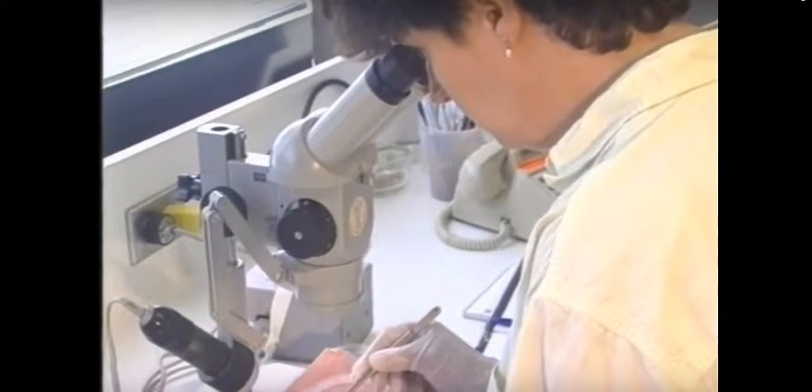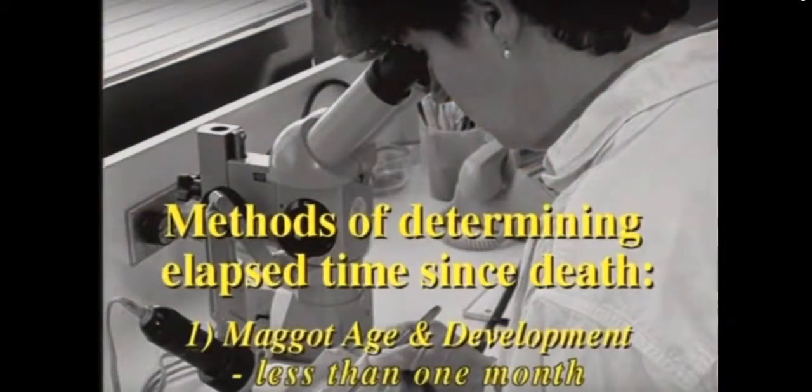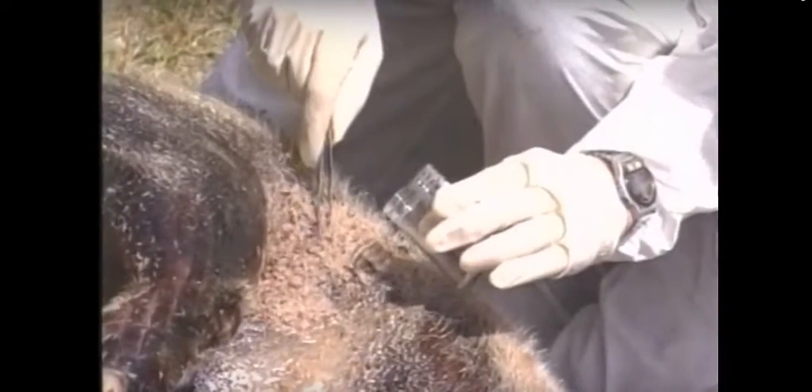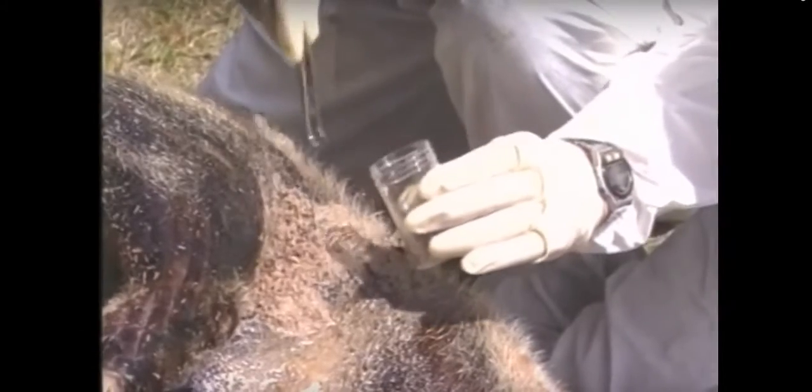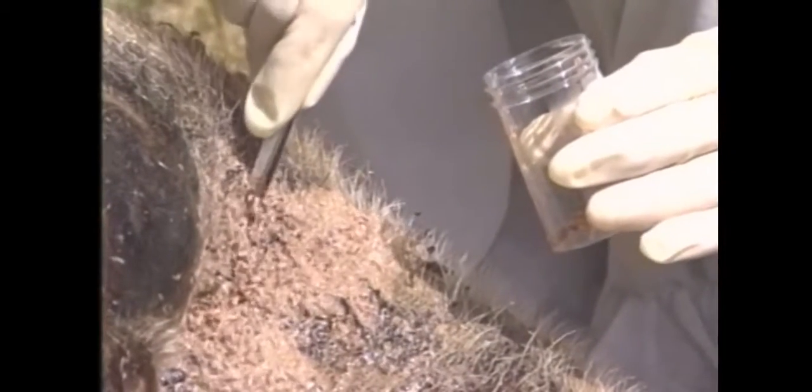There are two methods used by an entomologist to determine elapsed time since death. The first method looks at maggot age and development. This method is more likely to be used in cases when a body is discovered within a month of death. The analysis of maggot age and development can determine a date of death which may be accurate to a day or less. Maggots are larvae, or immature stages of two-winged flies, often the first witnesses to a crime.